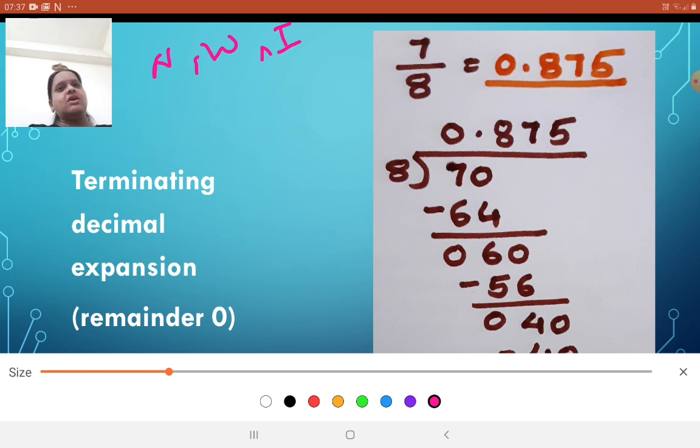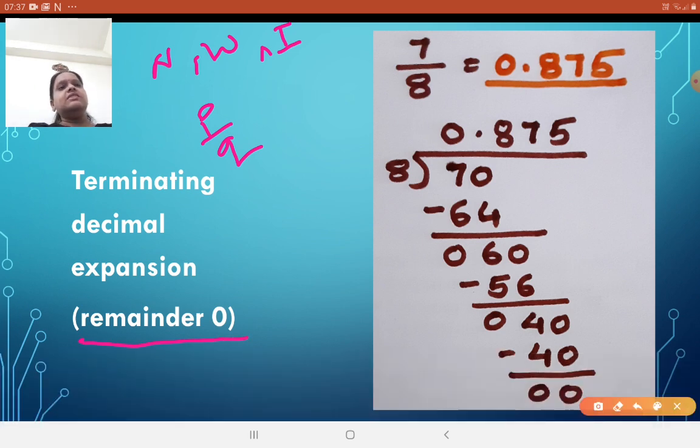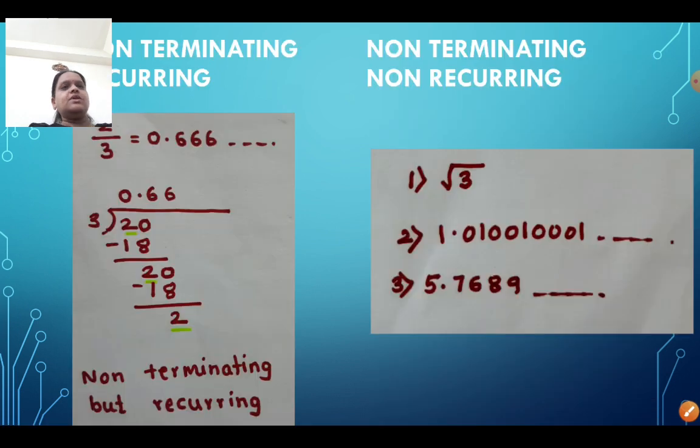But in rational numbers, if it is given in the fraction form, when you are getting the remainder as 0, in that case, if the number is given in p by q form, if you divide p by q and you get the remainder as 0, then we can say that number is a terminating decimal expansion. Hope this is very clear to all of you now. Yes, can we continue?